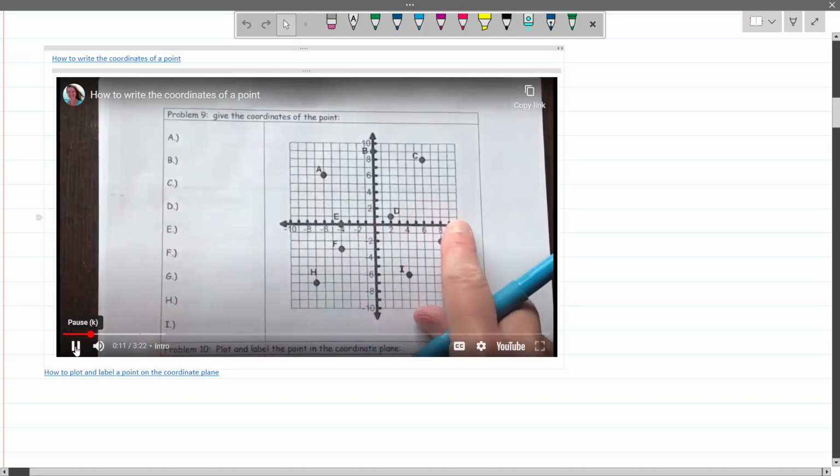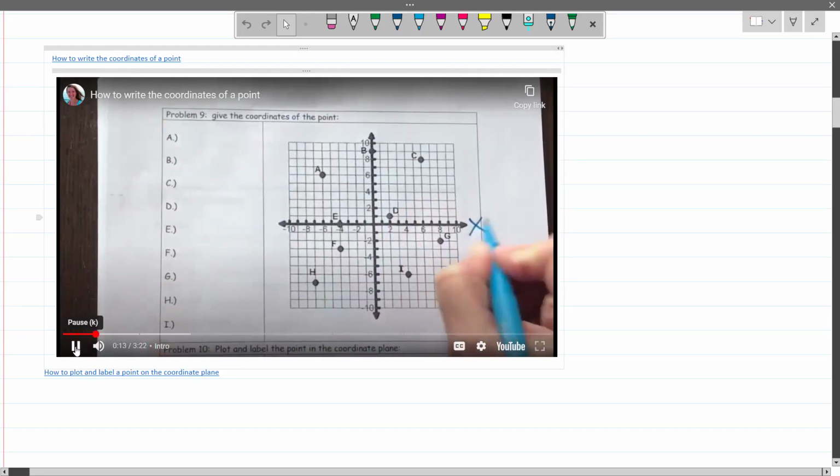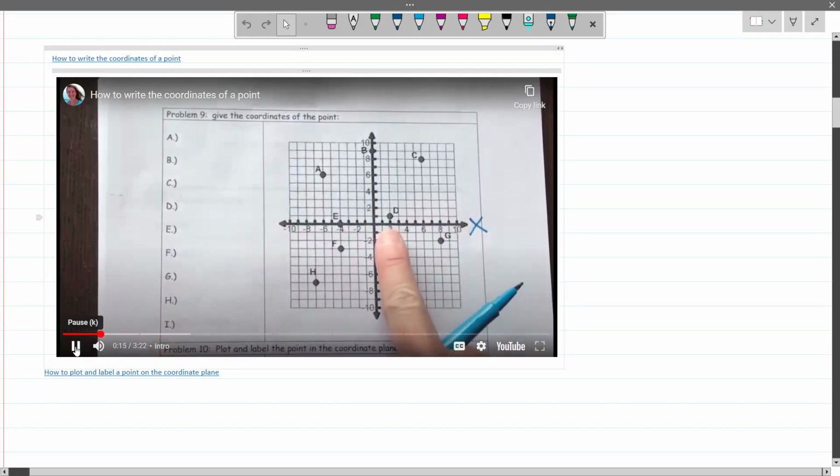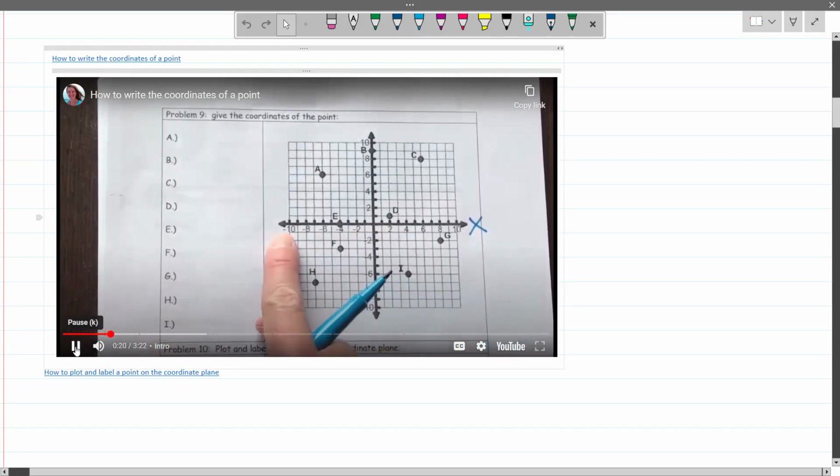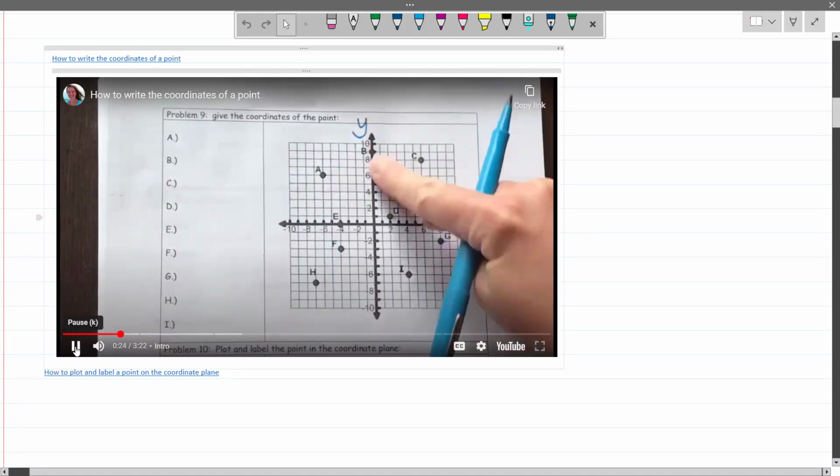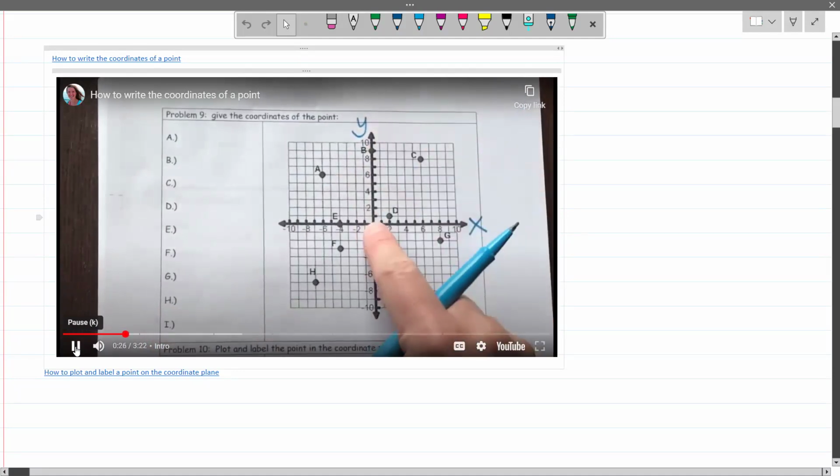And again, I wanted to remind you that our x-axis goes from left to right. Notice how as you go to the right, the numbers get bigger. As you go to the left, the numbers get smaller. And our y-axis, which goes up and down, as you go up, the numbers get bigger. And as you go down, the numbers get smaller.